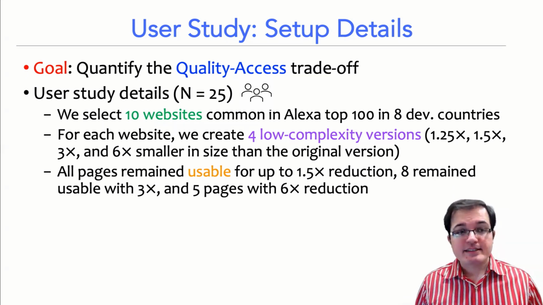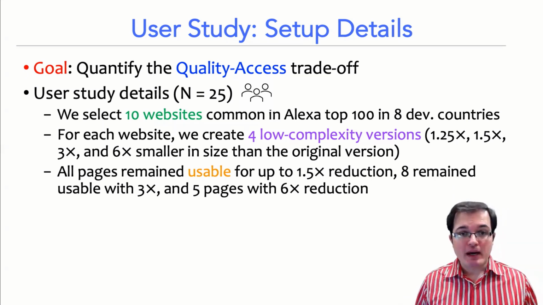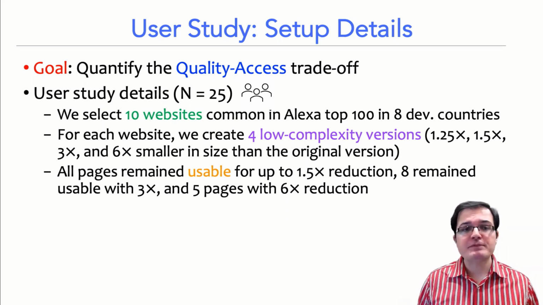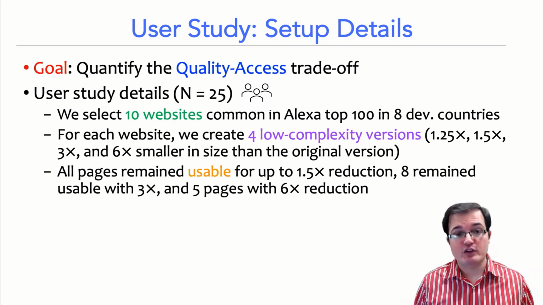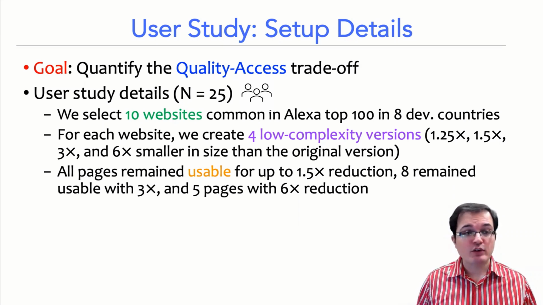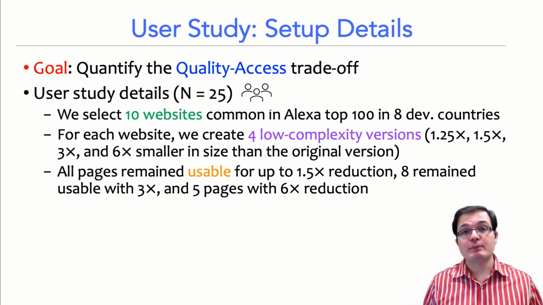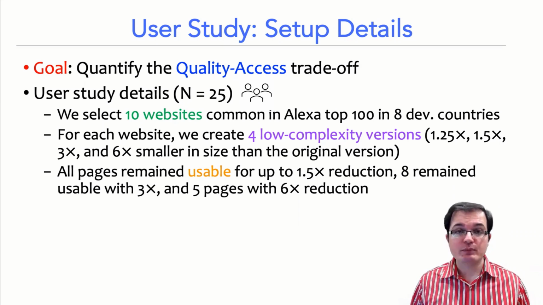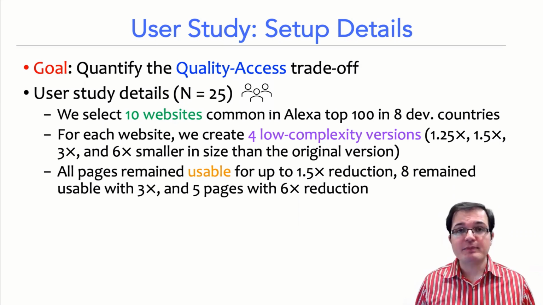We selected 10 websites common in Alexa top 100 in 8 developing countries. And for each website, we created 4 low complexity versions. We found that all pages remained usable for up to 1.5x reduction, 8 remained usable with 3x, and 5 pages remained usable with 6x reduction in the page size.